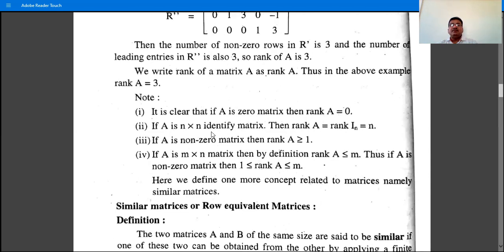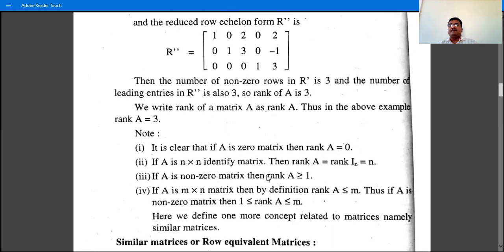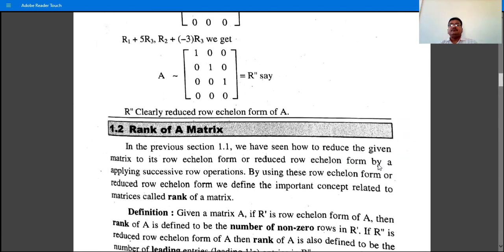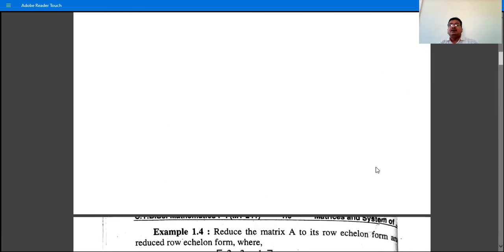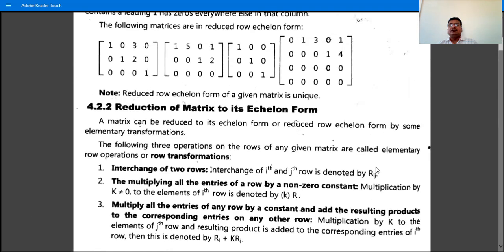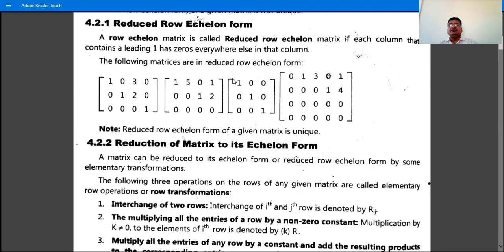If A is the n by n identity matrix, that is, suppose A is the matrix of order 3, then the rank of A is 3. So if A is the n by n identity matrix, then the rank of In is n. For example, this is the I3 identity matrix of order 3. So if you observe, this is in row echelon form as well as in reduced row echelon form.